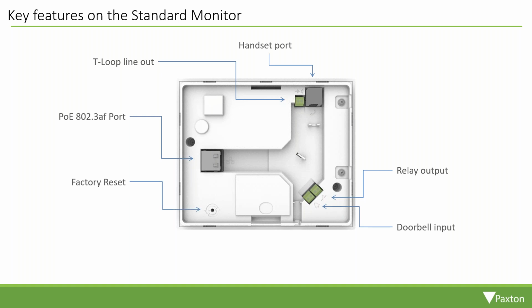So just a couple of questions there that I've seen coming in about the audio monitor. So how do you address the audio handset? Out of the box as default, it's set as ID 0. To change it, if you use your Net2 Entry config software, you can change the ID setting there.